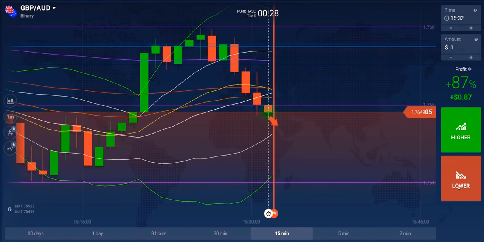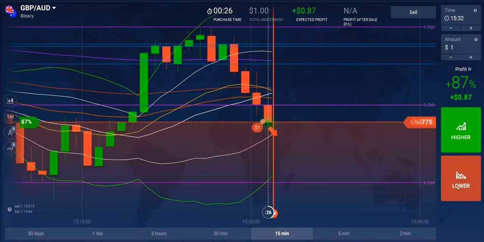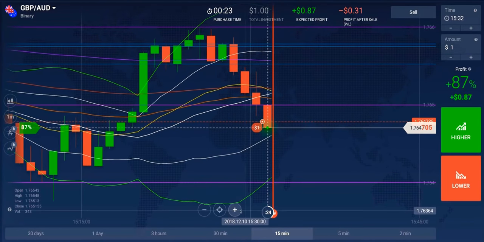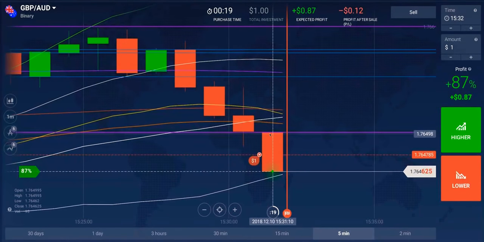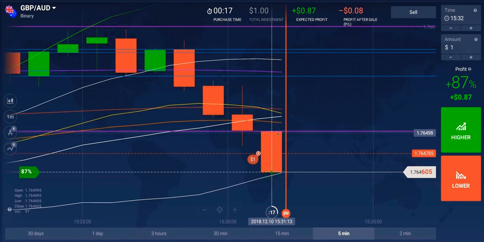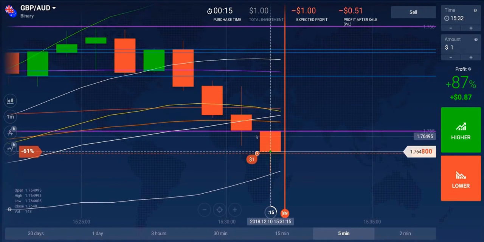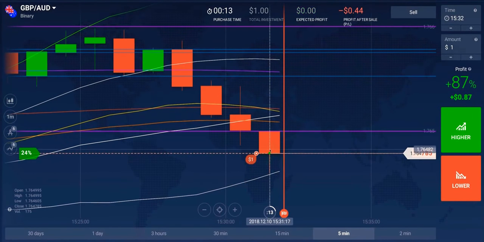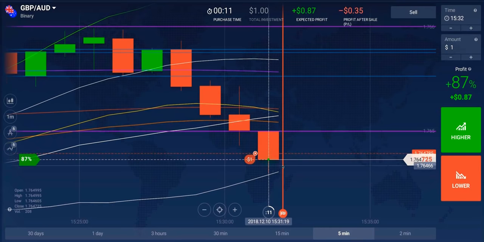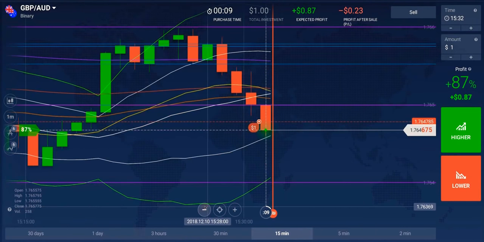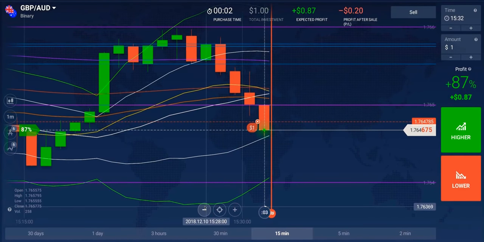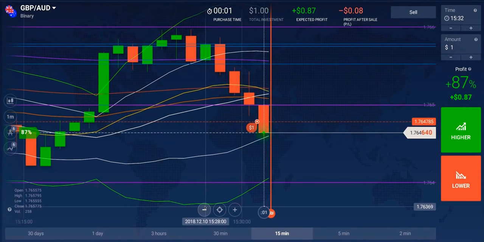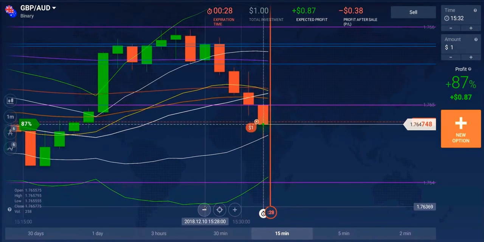So this is a Marubozu trade. The candle closed above the round number, but this candle opened below the round number, which shows us that this candle will be a strong red candle. So this is a Marubozu continuation setup, and we have 30 seconds.